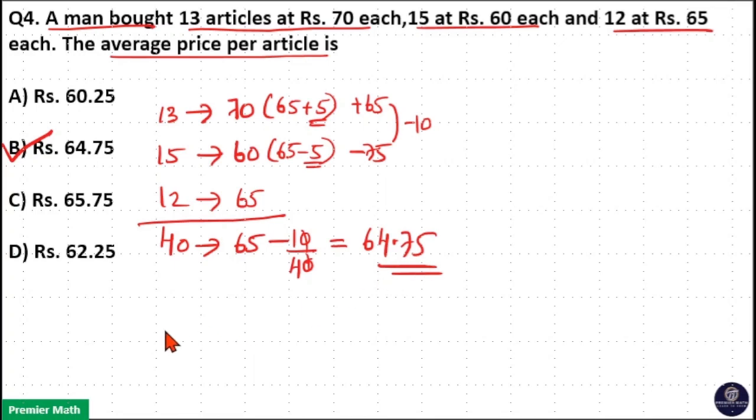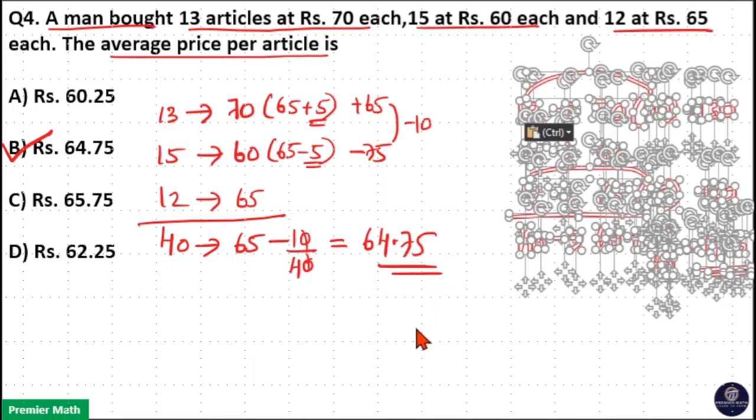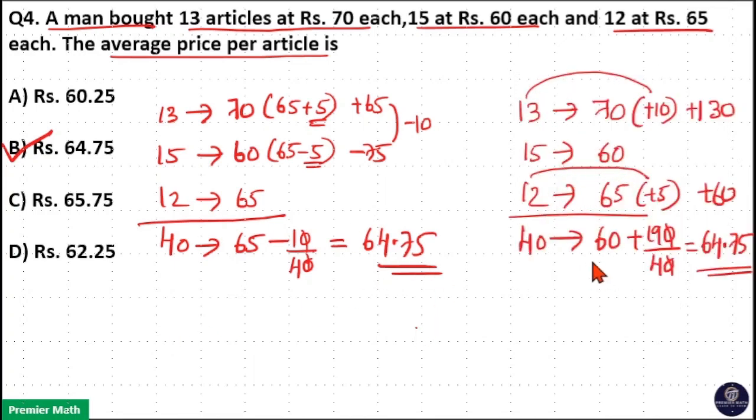You can also calculate this using 60 as the common average. Here 60 is the common average. You can also calculate using 60 as the common average. Either way, your answer will be the same.